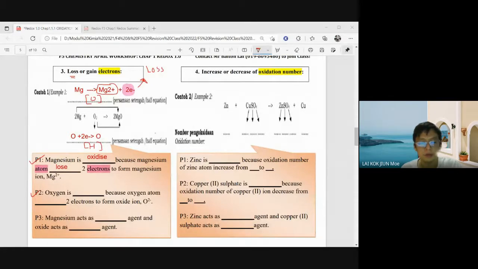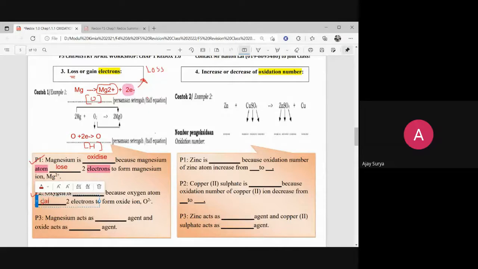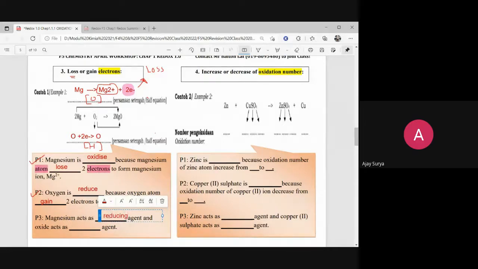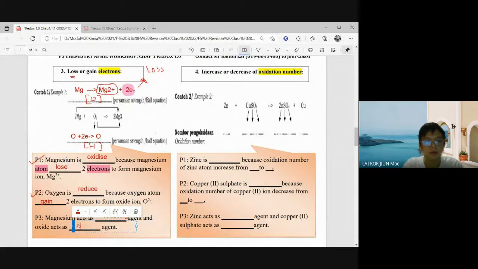So it's reduced here because oxygen atom gain. Gain, you can say gain or receive. So magnesium is what agent? It itself is oxidized, so it is the opposite, it is the reducing agent. Okay, so it's the opposite. So you always remember, the agent is the opposite of what it undergoes itself.